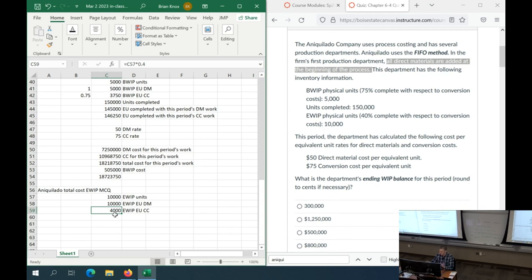If we had concentrated all those 10,000 units worth of effort at 40% complete down to just completed units, and completed all the units that we started with, that same amount of work, we would have 4,000 units. Yeah, that's slightly different wording.